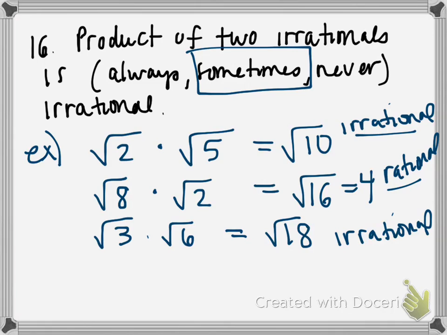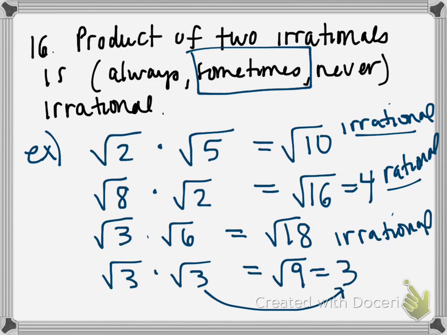And then let's try to pick another one where we're going to get a rational number. Any time you multiply a root times itself, this is back to rationalizing, like the square root of 3 times the square root of 3. Hopefully you agree that that's the square root of 9, which is just the number on the inside, a 3. So we get rational. So it's definitely sometimes, it could be either or.